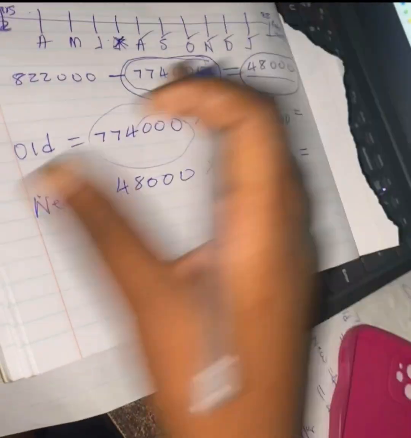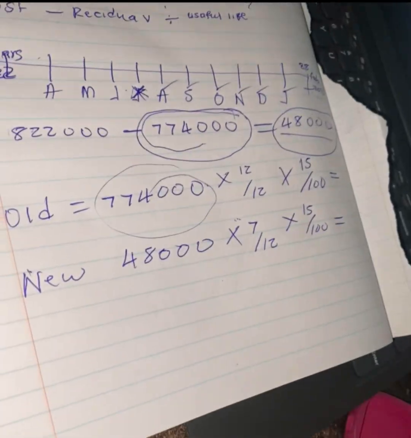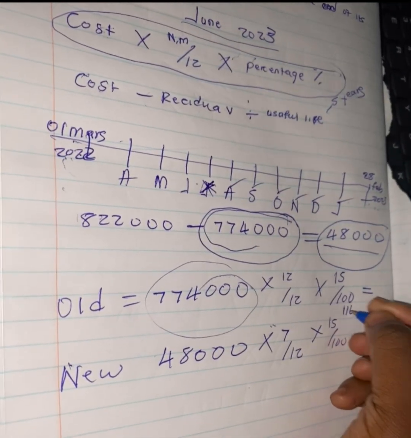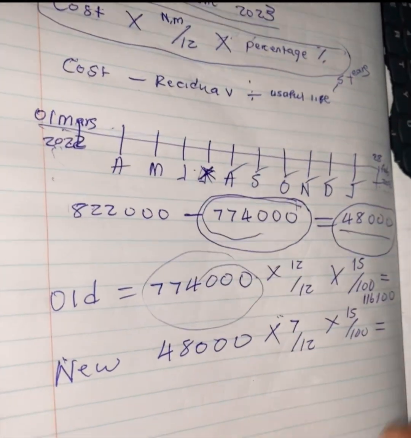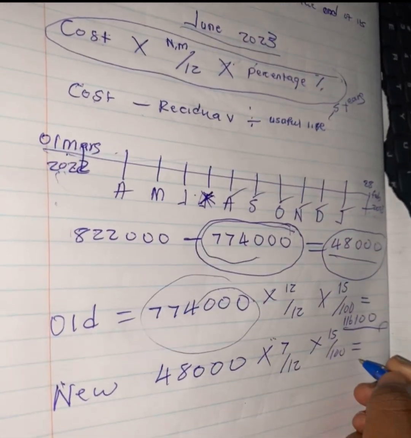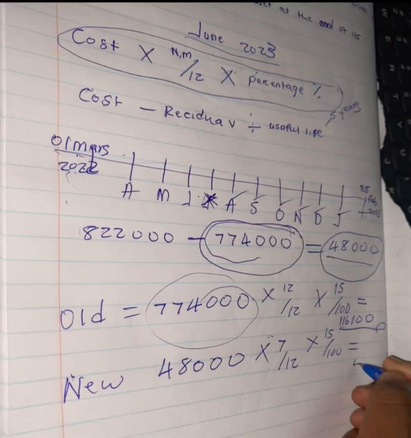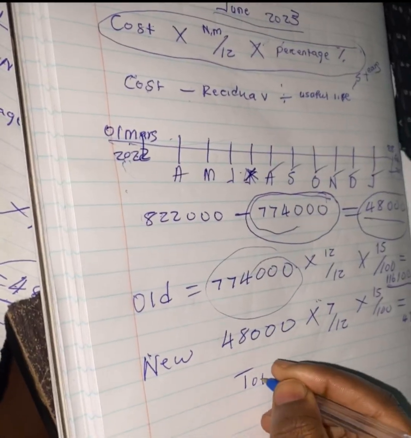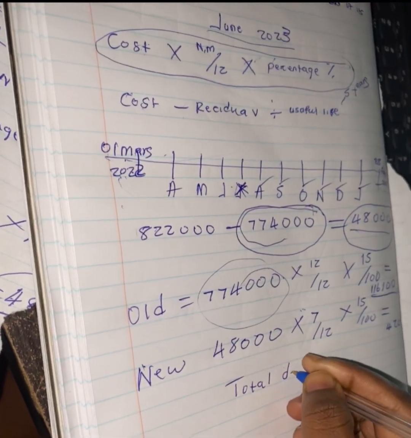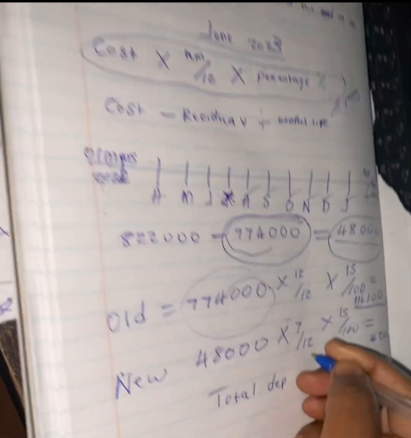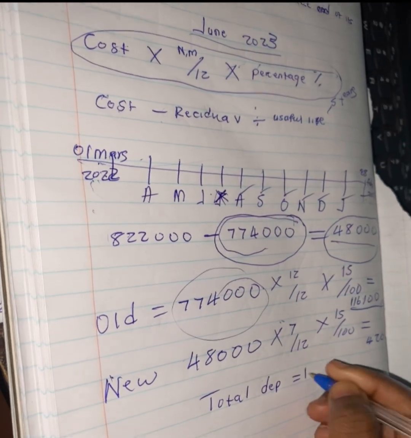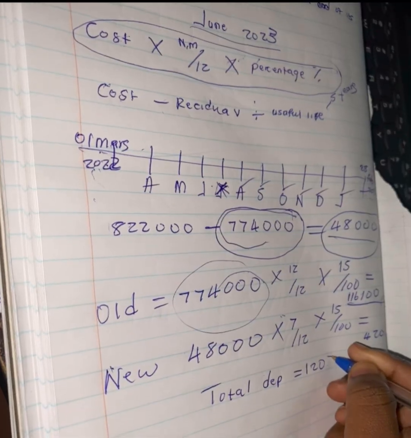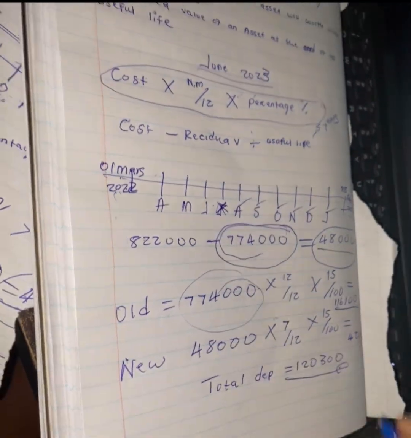Then how much is depreciation? How much is depreciation for the old one? It is 116,100. And how much depreciation for the new one? It is 4,200. Then how much is our total depreciation? Our total depreciation is equal to 120,300, if I'm not mistaken. Thank you.